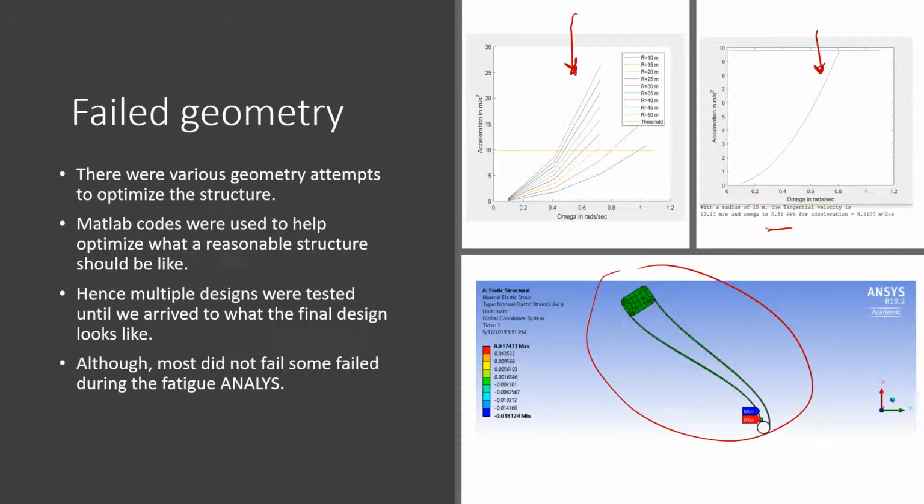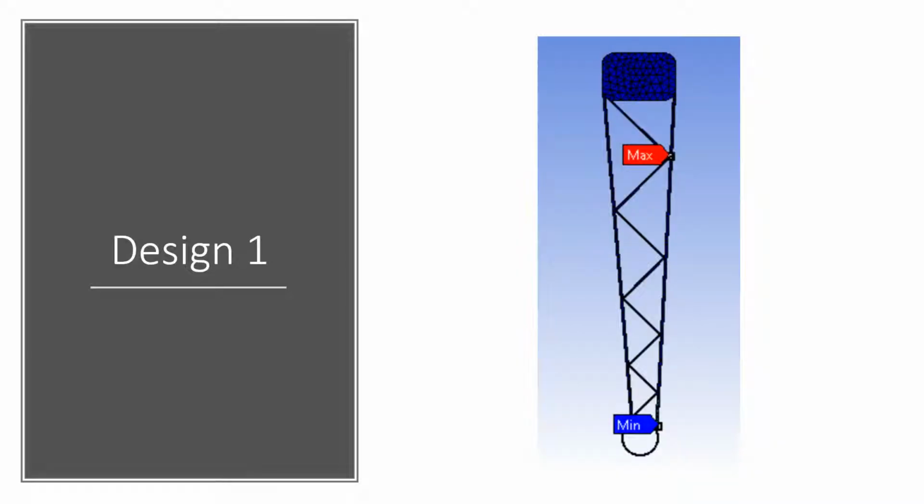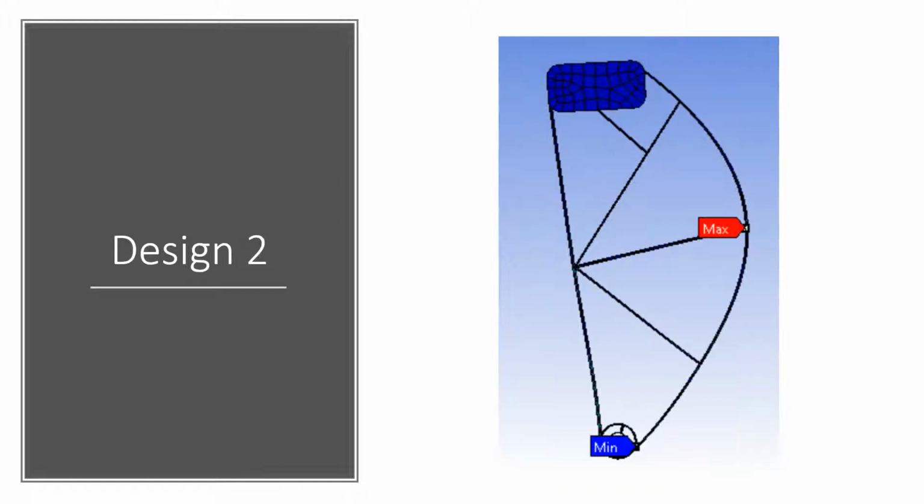Back here is one of the very first structures we tried to implement. Failed miserably, as you can see. So multiple designs were tested, and although some of them did not fail, they did fail the fatigue test quite miserably. Here was one of the first serious designs we had, and when we analyzed it, it seemed to give reasonable numbers, but we moved on with a second design.